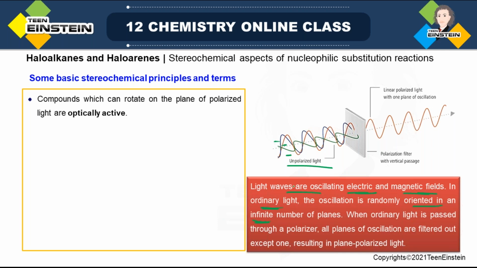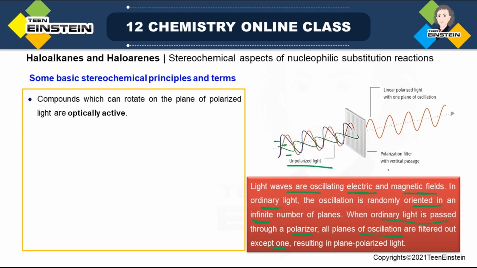So when it is ordinary light, there is basically a mixture of different wavelengths. If this ordinary light is passed through a polarizer, which is basically acting as a filter, what will happen now? All planes of oscillation are filtered out except one. So as if this polarizer is actually a filter.